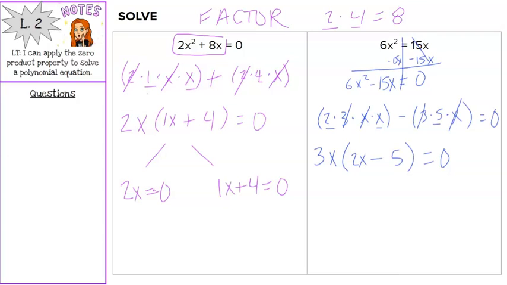So now we have our two factors. We are in factored form. So now we just have to solve this. We split it up into our two equations. 3x equals 0 and 2x minus 5 equals 0. Again, I would like you to solve those two equations and check your answers in Edpuzzle.